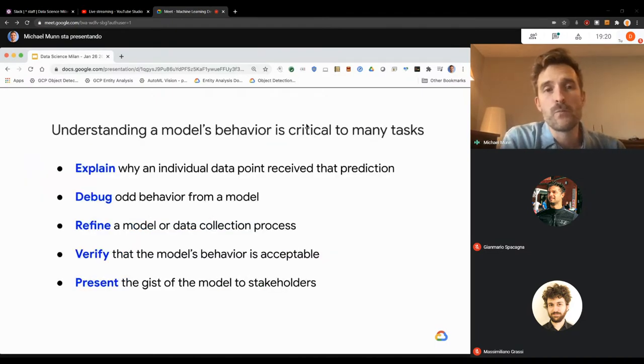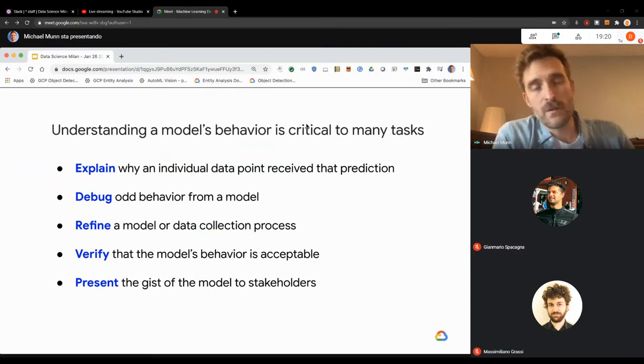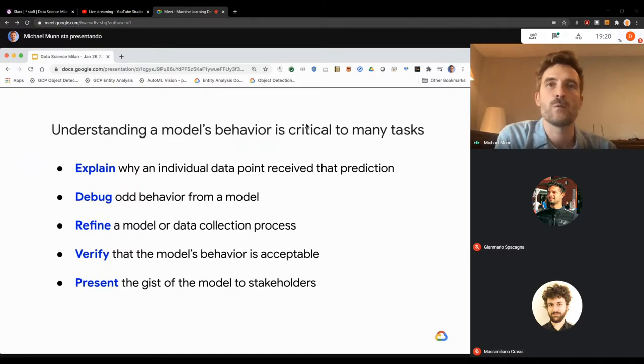So it's really important to understand a model's behavior. It's critical to many tasks. As a little summary, you want to think about it as a way of explaining why an individual data point received a prediction, or why your model is making certain predictions. I find it useful as a way of debugging odd behavior from a model.